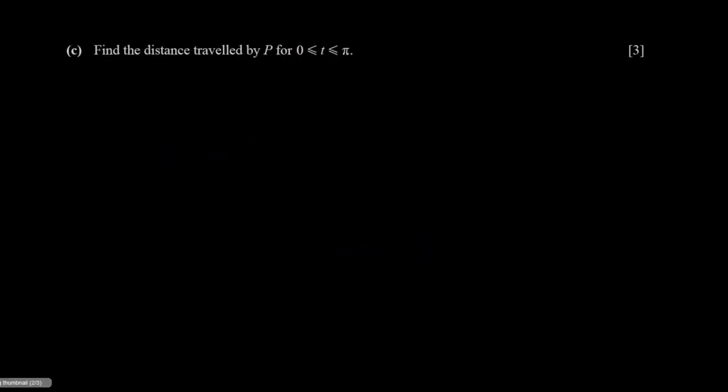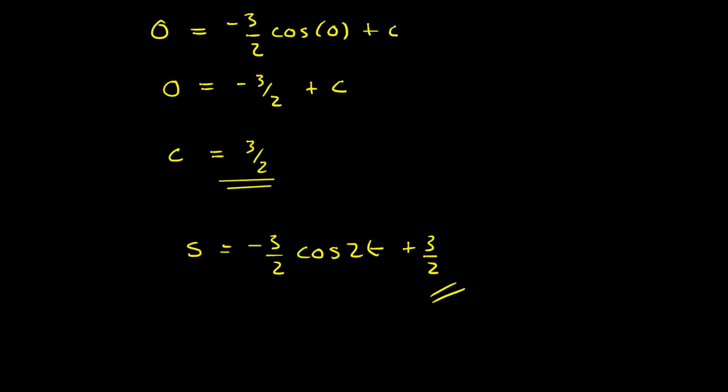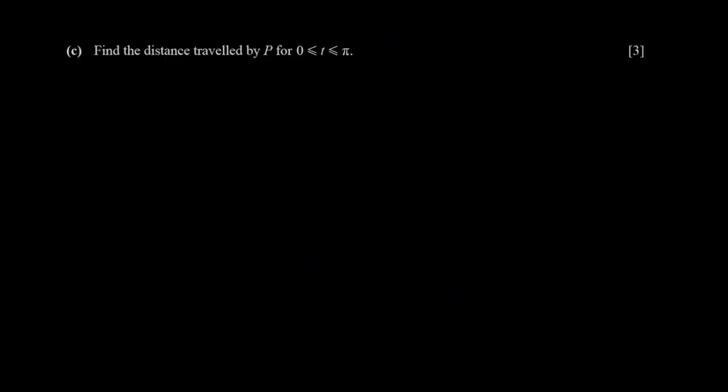All right, then, last question. Find the distance traveled by p between 0 and pi. Now, this is the key word here, distance. You need to be hyper aware of what this means. Distance is not the same thing as displacement, right? So in other words, we can't just take our s and substitute in t is pi. Why? Because there's the possibility that we have changed direction.